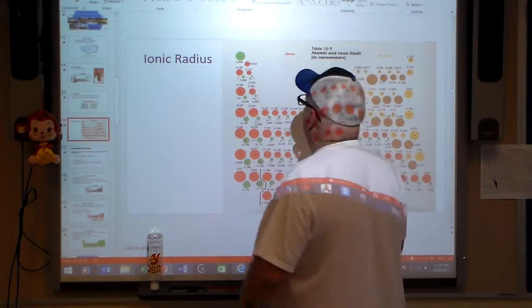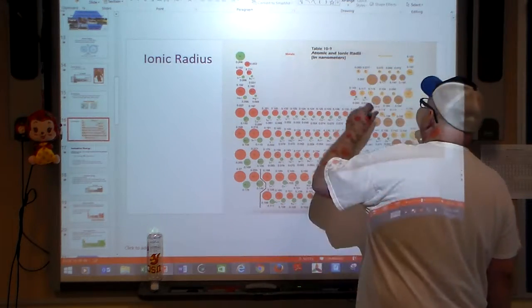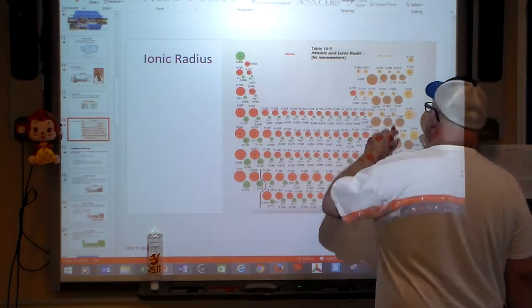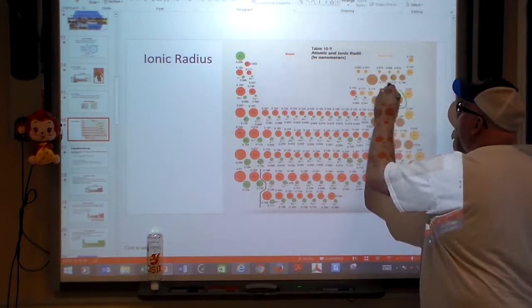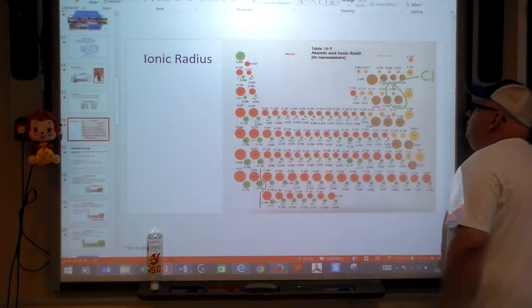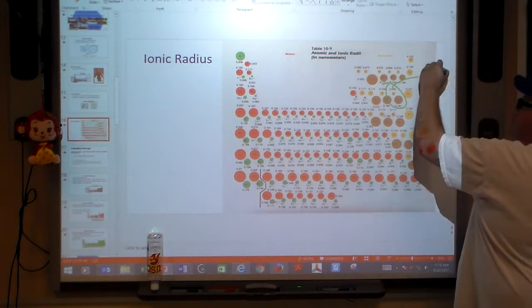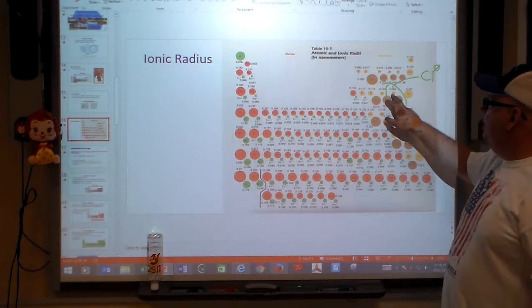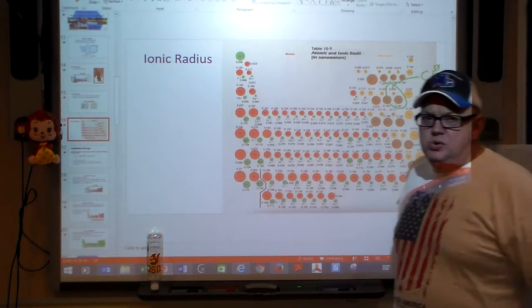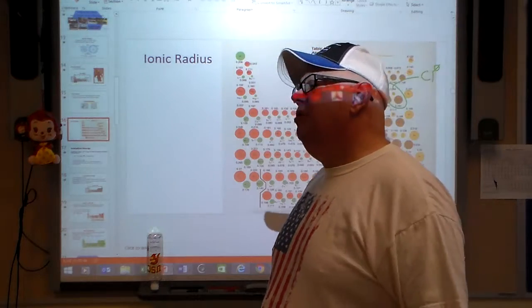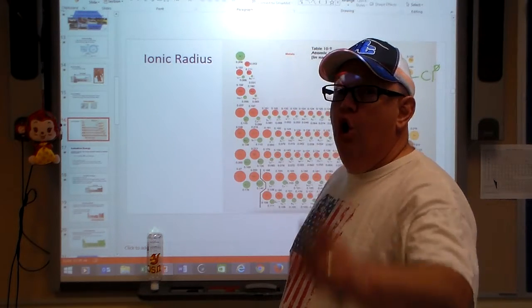So if I were to just go and look here, let's take good old chlorine right here. Here's chlorine. Now, this is chlorine with a zero charge. Chlorine has 7 electrons in its outermost layer. The magic number that chlorine wants is 8.